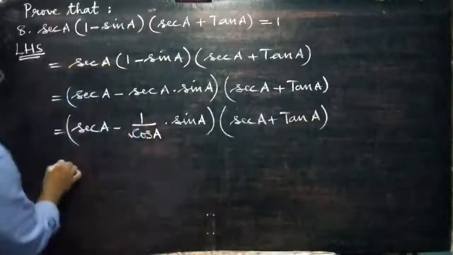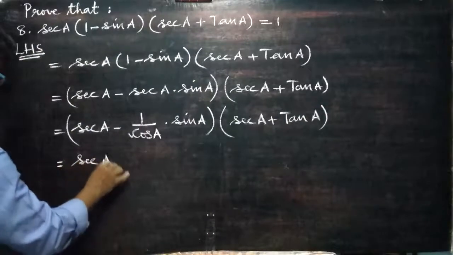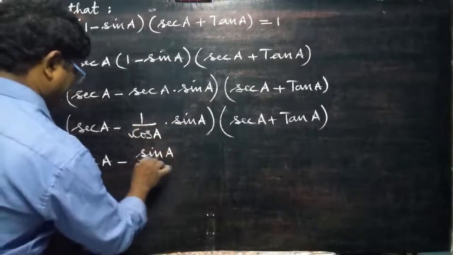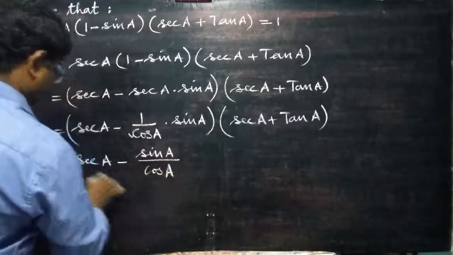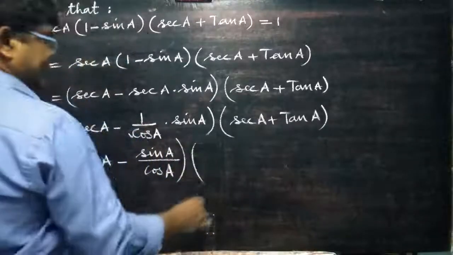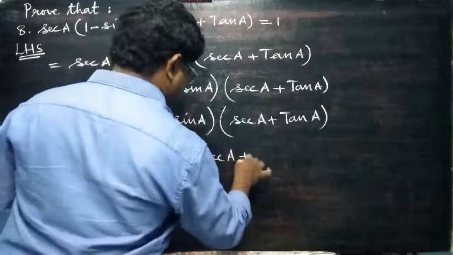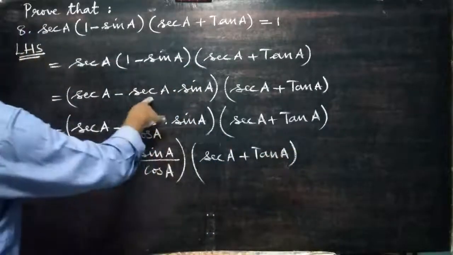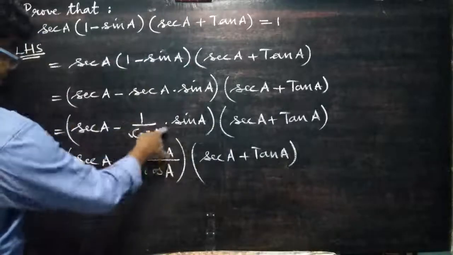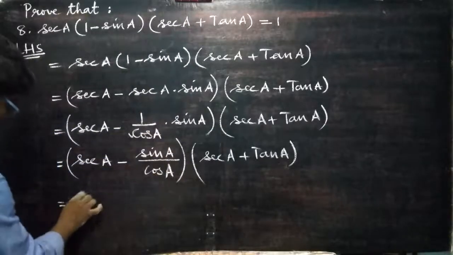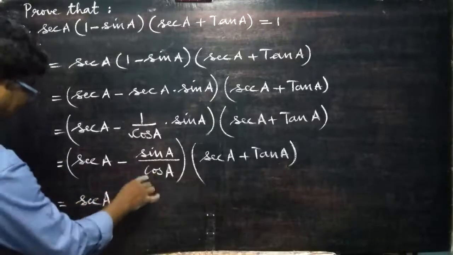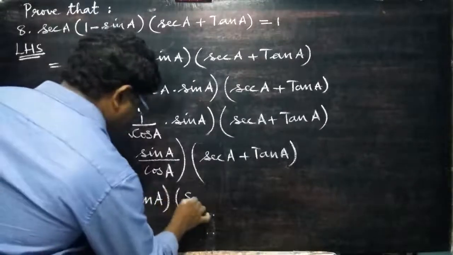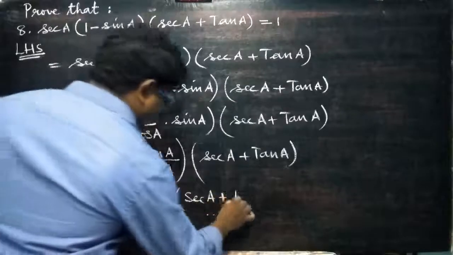Now that is equal to secant A minus 1, sin is sin A only. So 1 into sin A is sin A by cos A. Sin A by cos A means what? You know, tan A. So secant A plus tan A. Before we have learned product, directly you can write, but for your understanding purpose I am doing these many steps. So that is equal to secant A minus sin by cos, means tan A, into secant A plus tan A.